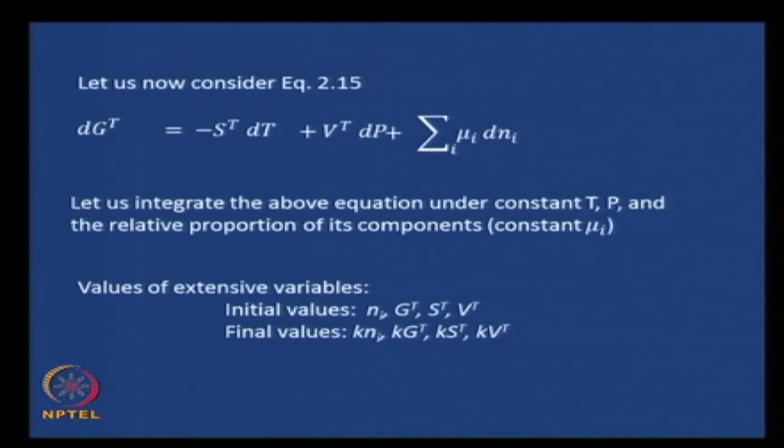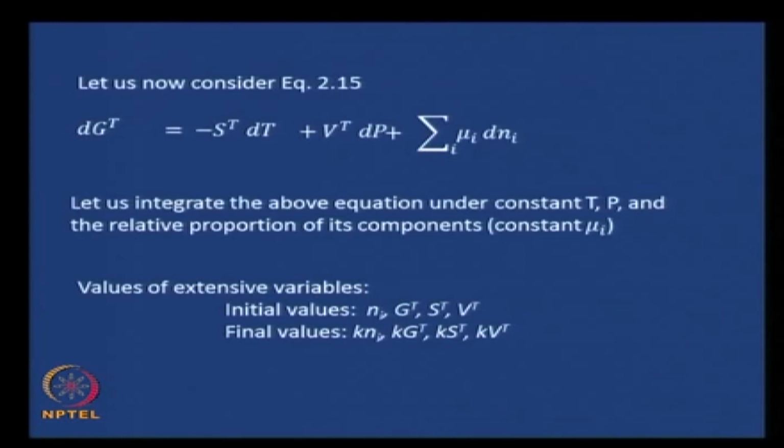If you have k number of moles, the other variables are going to increase k times, and therefore it is quite valid to write this, and we are viewing the integration as increasing the size of the system. Okay, now we are integrating this equation dGt equals minus St dT plus Vt dP plus summation of mu i dNi, and we are looking at this integration as increasing the size of the system. Initially it had, let us say, 1 mole, and it is now going to k moles, and therefore the values of the extensive variables initially were, let us say, Ni number of moles, Gt the total Gibbs free energy, St the total entropy, and Vt the total volume, to the final values which is k times that of the initial values.